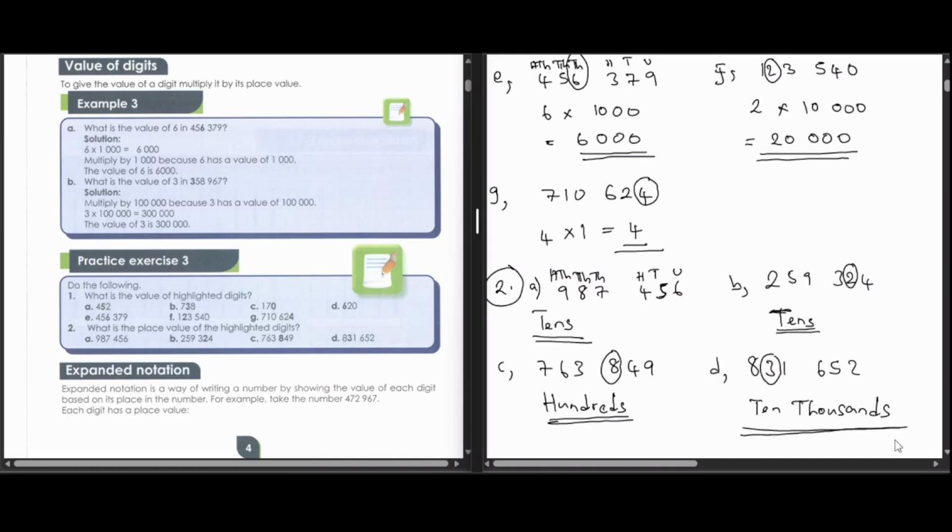So this is our practice question. In our next lesson, as you can see panapa, we are going to look at expanded notation.